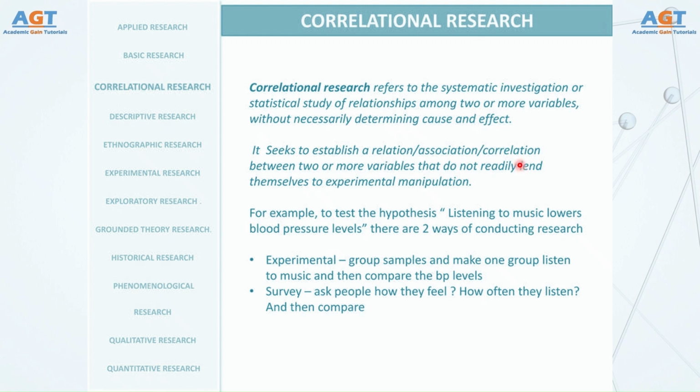For example, if we want to test the idea listening to music lowers blood pressure, we could do it in two ways: an experiment where one group listens to music and we compare blood pressure, or a survey where we ask people about their music habits and compare with blood pressure outcomes. Correlation helps us see patterns, then we decide what to test further. All right, let's quickly weigh the strengths and limitations of this type.